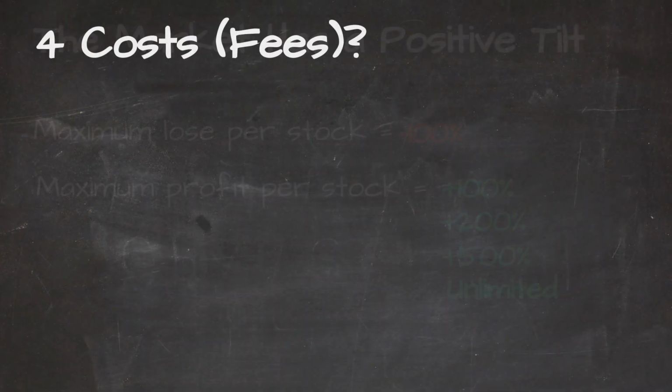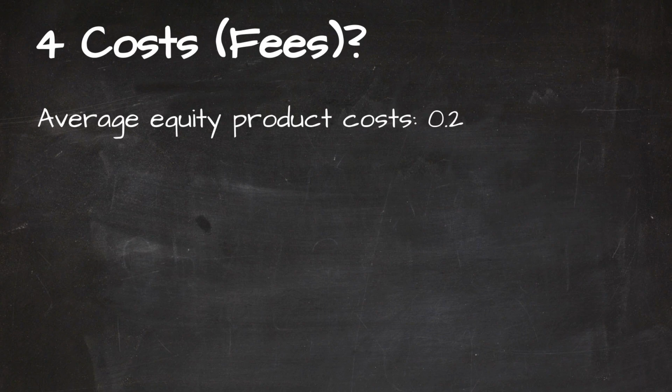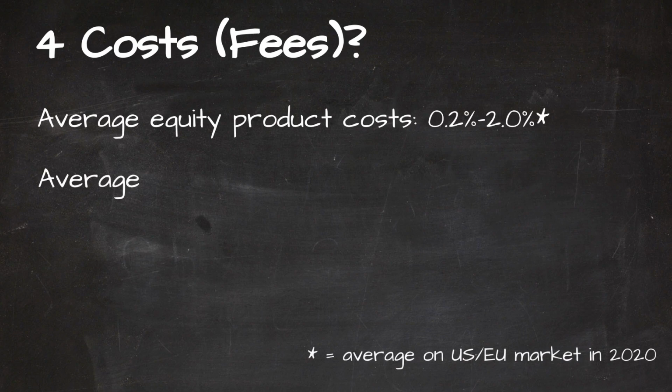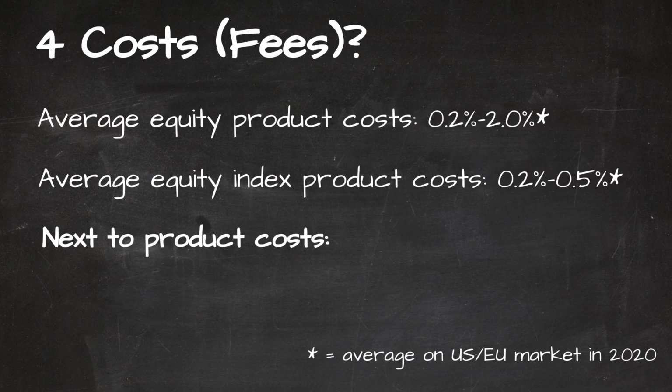The last investment question that we need to answer is how much will it cost to invest in an index product? The average cost of an equity product is currently between 0.2% and 2%. The costs of an equity index product are significantly lower, between 0.2% and 0.5%, depending on the index and depending on the provider. Next to product costs, you also have other fees that you need to take into account.